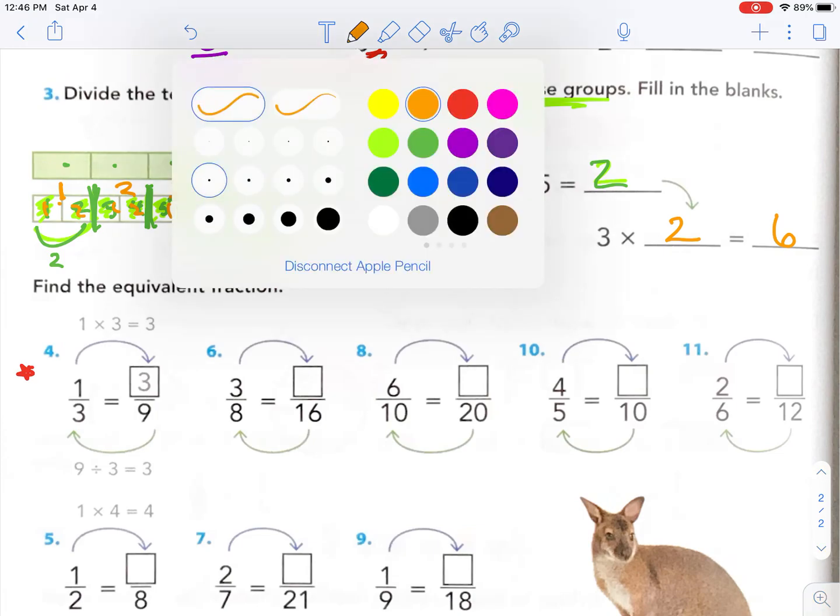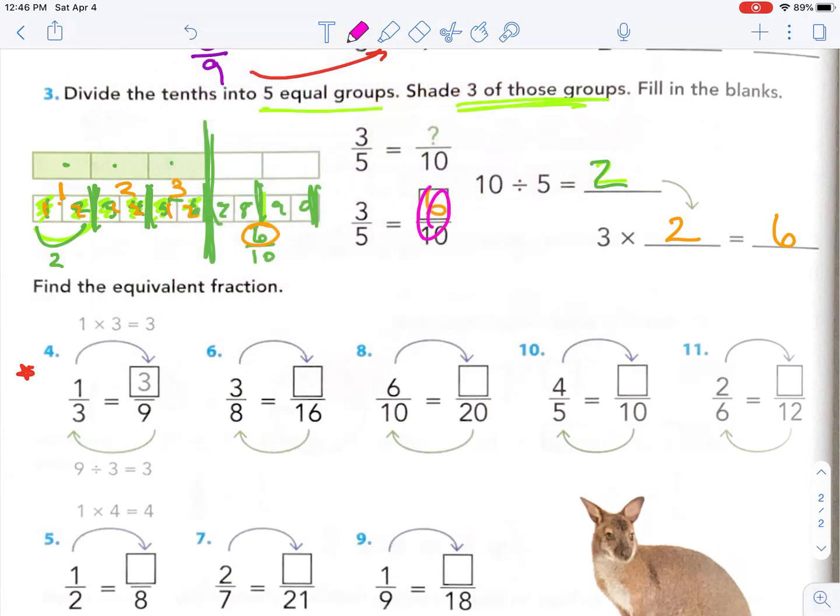Okay, let me show you this again, Mrs. Kornthal's math style. Oops, I don't want to scribble that out. I want to erase it. Okay, let's look at it Mrs. Kornthal's way. Going forward, 5 times what number is 10? 5 times 2 is 10. Then what we do to the bottom, we do to the top. Times 2. 3 times 2 is 6. That's all you need to do.